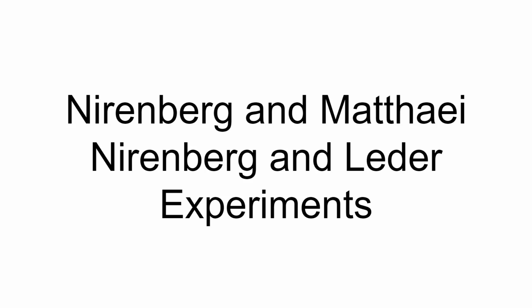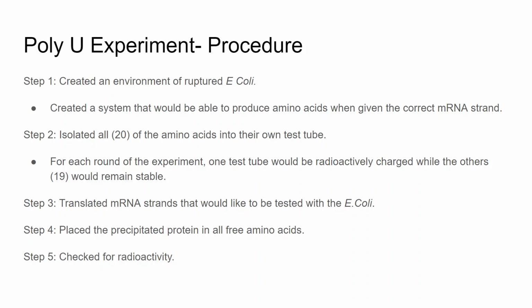These are the Nirenberg and Mattei and Nirenberg and Leder experiments. The Nirenberg and Mattei poly-U experiment was performed by creating an environment of ruptured E. coli. This created a system that would be able to produce amino acids when given the correct mRNA strand.